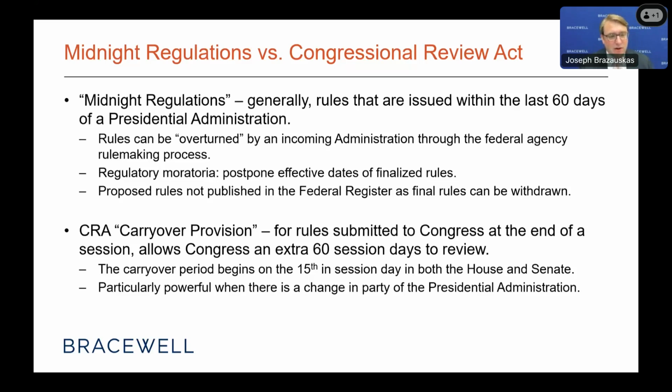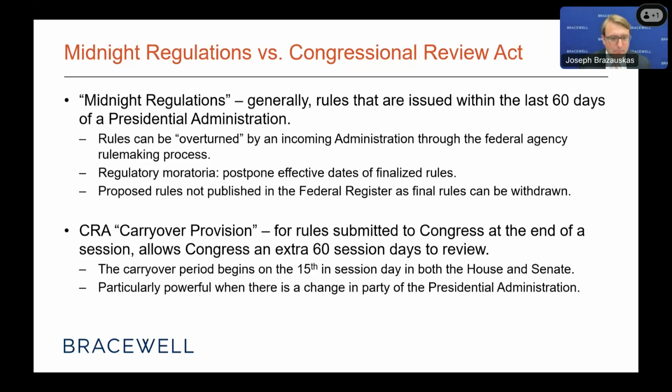So the carryover period begins on the 15th in-session day in both the House and Senate. So that's when the clock starts again to get an entire 60-day review period once again in the new Congress under either a new or existing presidential administration. So again, particularly powerful when there's a change in the party of the presidential administration.